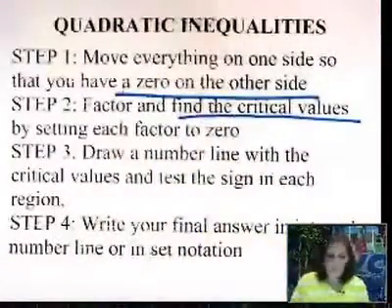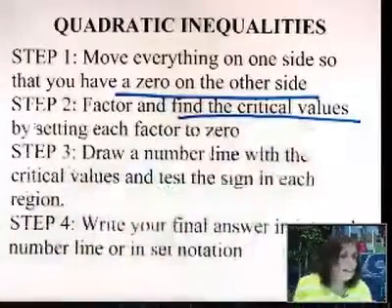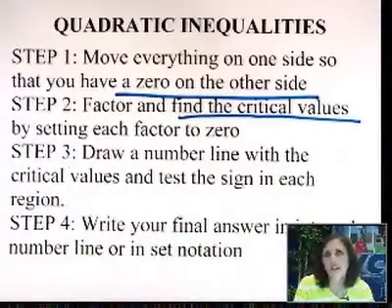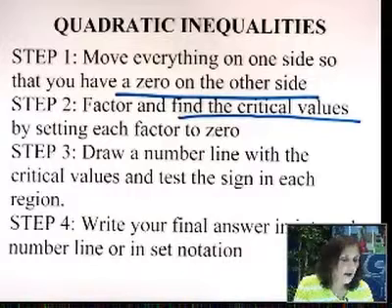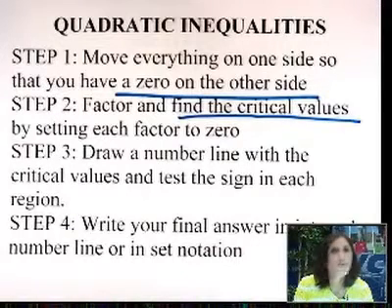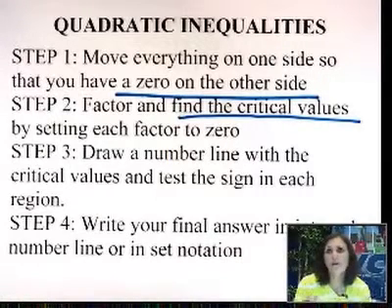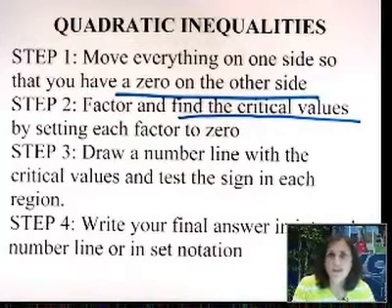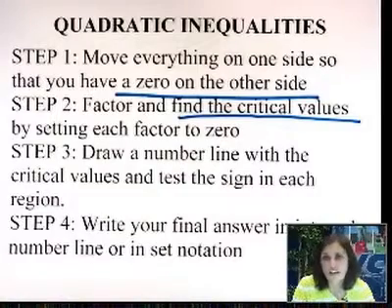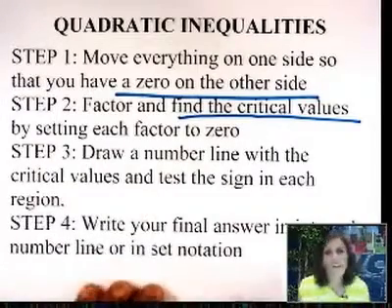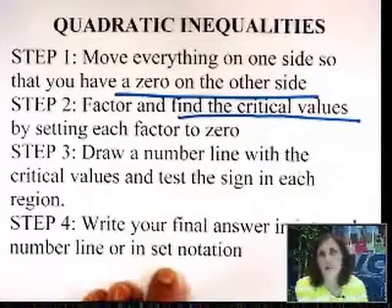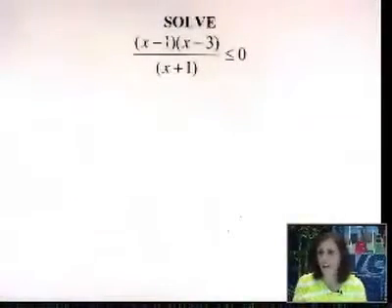Okay, the procedure is the same. Move everything on one side so that you have a 0 on the other side. That's very important. And then try to factor and find critical values by setting each factor to 0. Then you do your number line and you try to figure out what happens to the sign of whatever you have on one side, and then pick the right sign at the end and write everything in either set notation, interval, number line notation. So let's go over that.